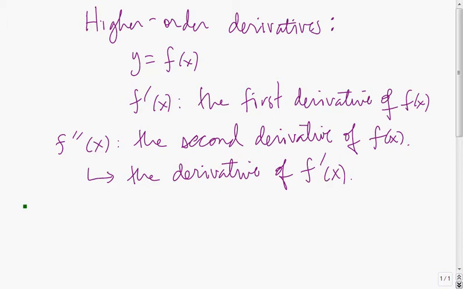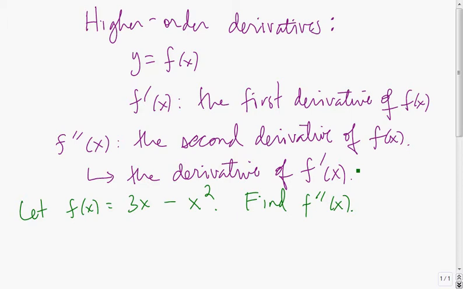So let's let f of x equal, say, 3x minus x squared. I want to find the second derivative of f, so I want to find f double prime of x. Well, since f double prime of x is the derivative of f prime of x, the first thing that I need to do is find f prime of x.